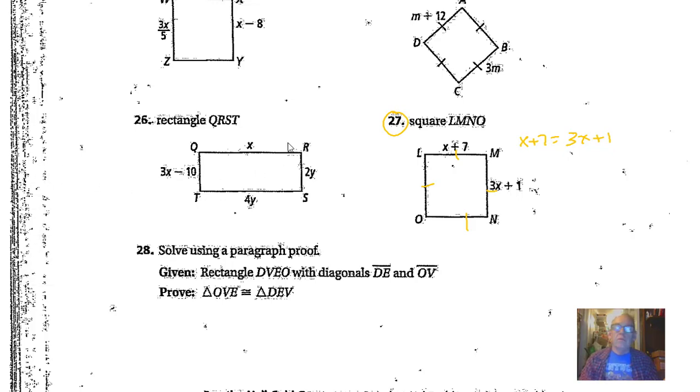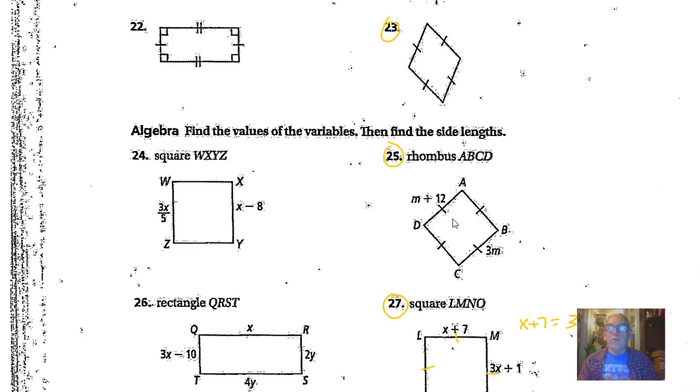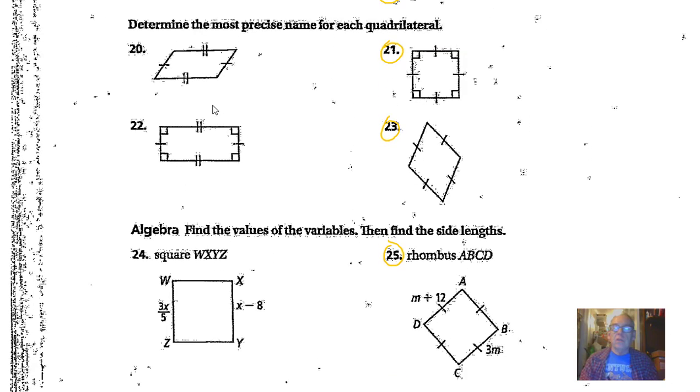Let's look further up. 25, they're telling us we have a rhombus. In a rhombus, all the sides are congruent. So m plus 12 is equal to 3m. Set those equal to each other, just like 27. You can solve for m. And then plug them back in and find out what the side length is.